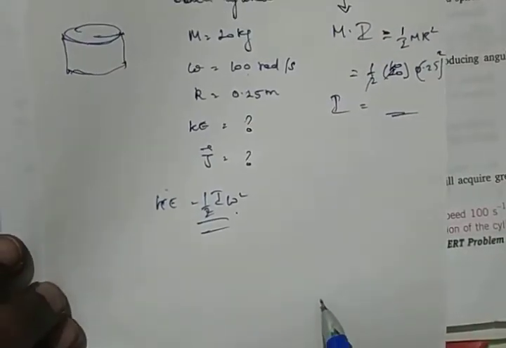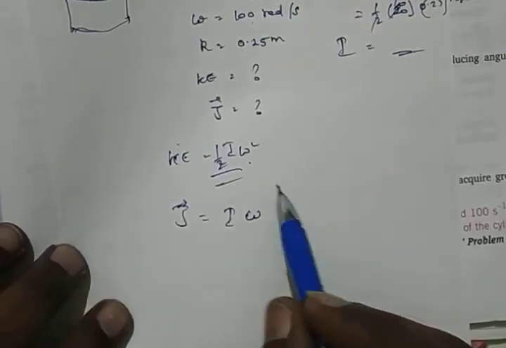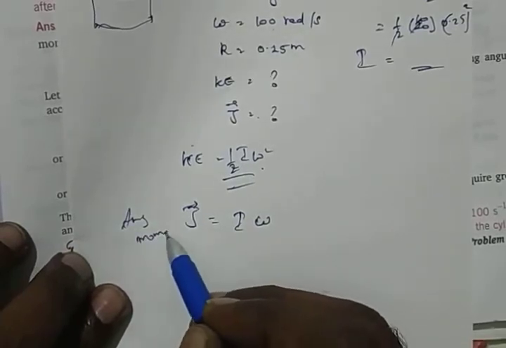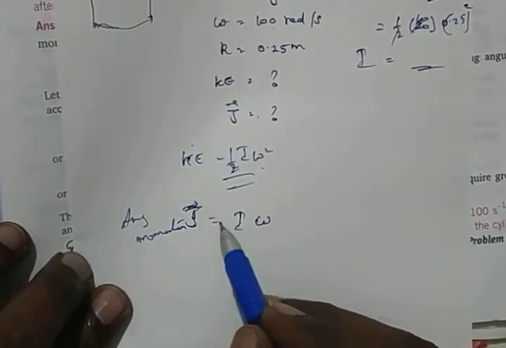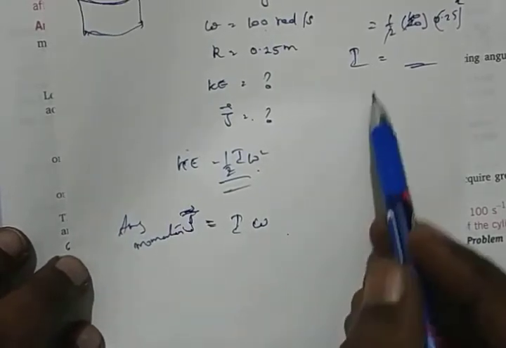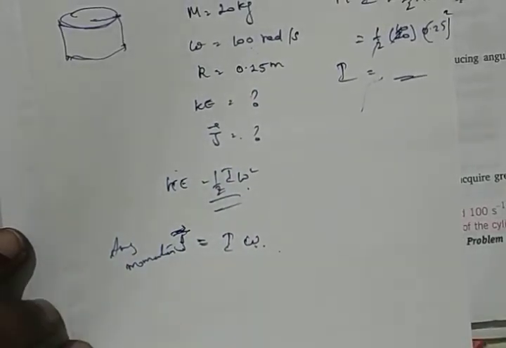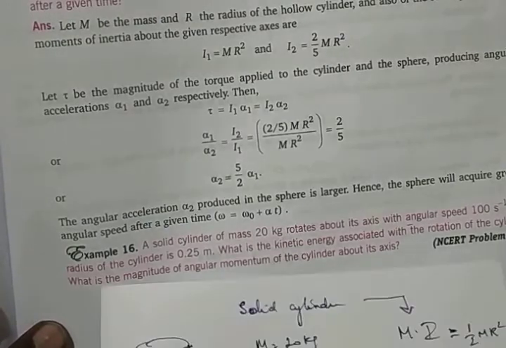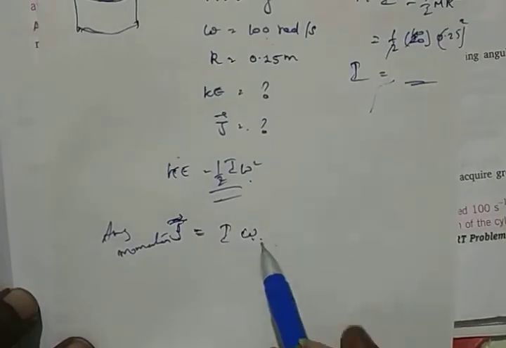This will become 10 into 0.0625, whatever it is. Moment of inertia you will get here, and then you can substitute here and you will get the kinetic energy. Please do that yourself. Next one is J vector is equal to I omega. What is angular momentum? J vector is going to be equal to I omega. I you would have found out. Omega is already here, and please find out. What is the magnitude of angular momentum? That's all. Okay, fine. So you can find out these two things, right?